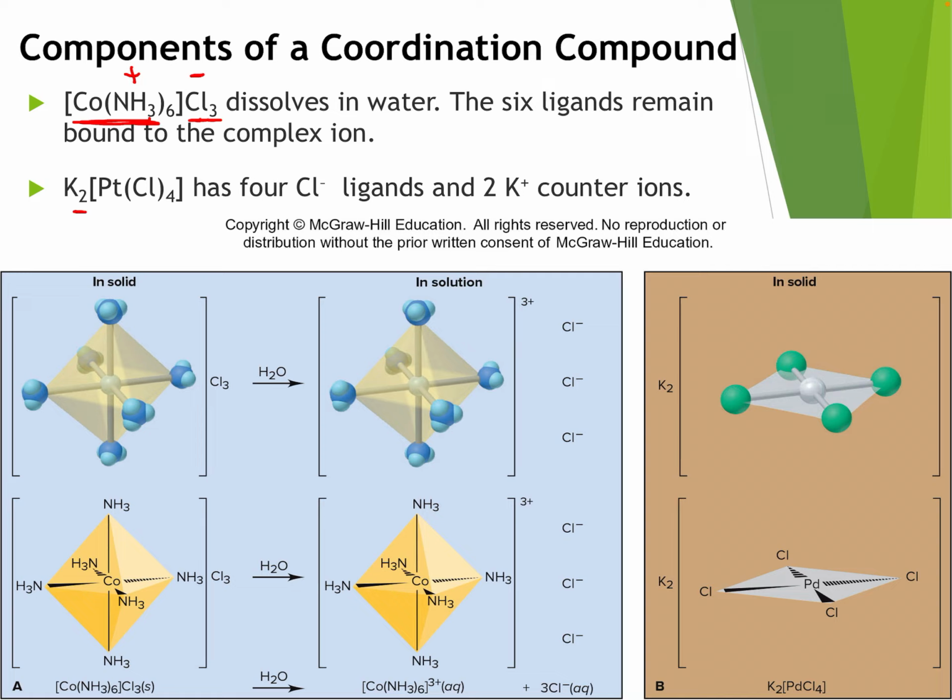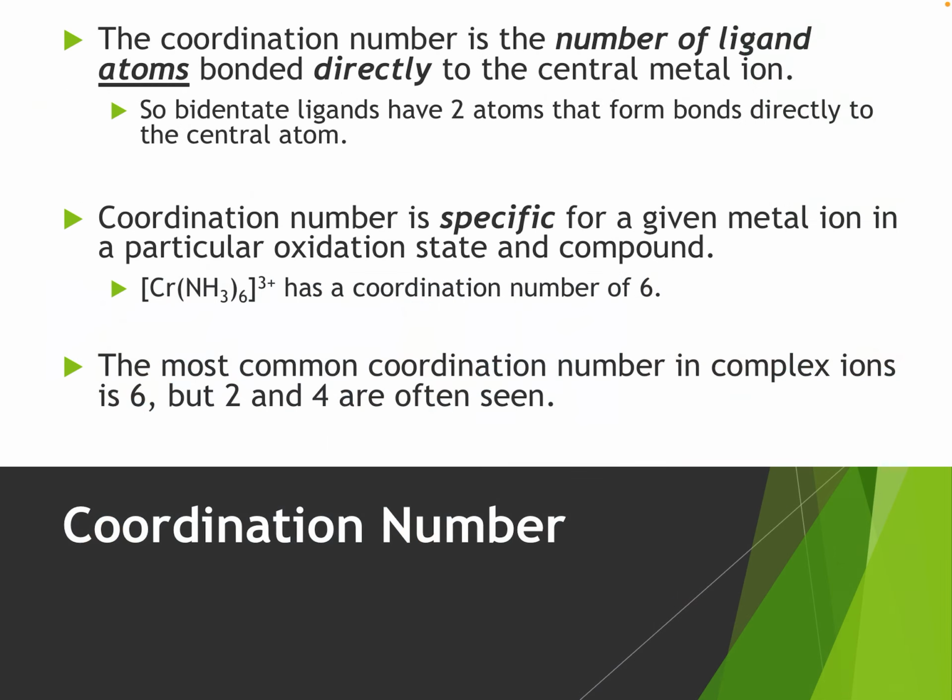Similar in this one, we have the potassiums will come off because that's our positive charge. This is our negative charge. So the potassiums come off, they leave, but those 4 chlorides will stay bonded to the platinum. So when we dissolve these in water, all of the ligands will stay attached to our metal cation, but the counter ions will float away.